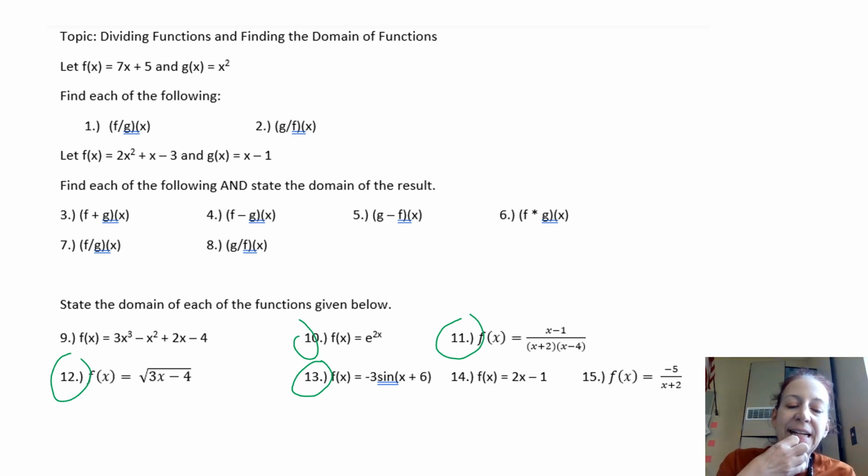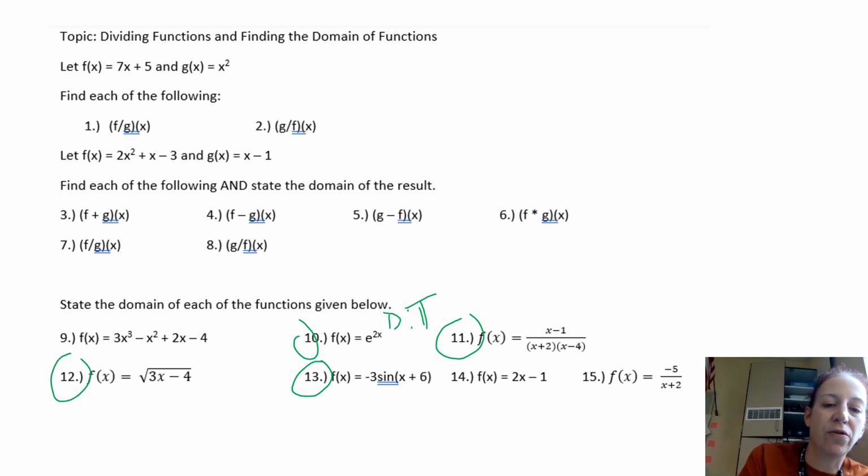So number 10, is that a fraction? Nope. Is that a square root? Nope. So we would guess domain is all real numbers. And you would get it right, even though at this point you don't know what that little e is.